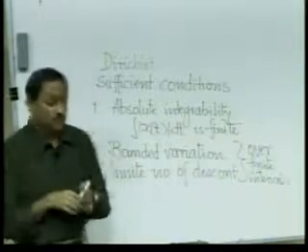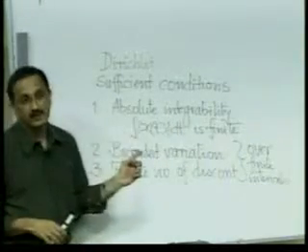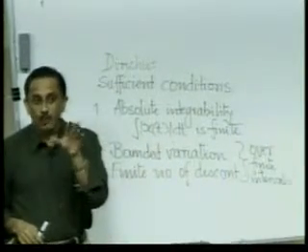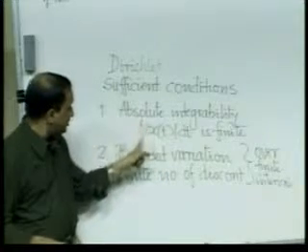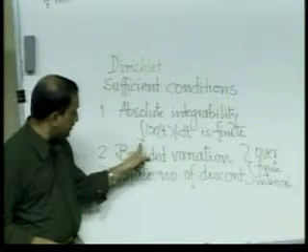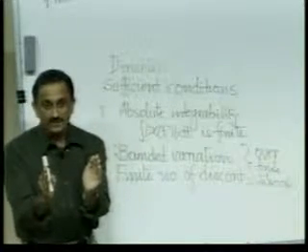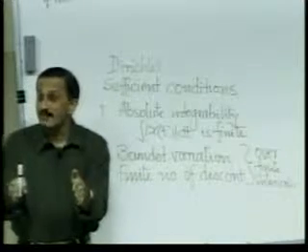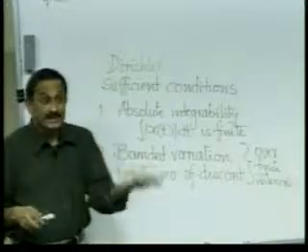Now, what are the conditions? Well, the first condition is absolute integrability. Absolute integrability means the following. If you are talking about a periodic function, then we restrict this integral to one interval. We look at one interval of the periodic function and find out whether the integral of the absolute value of the function over that interval is finite. Now, when might it not be finite?